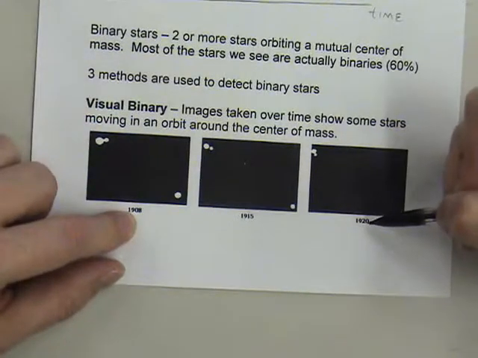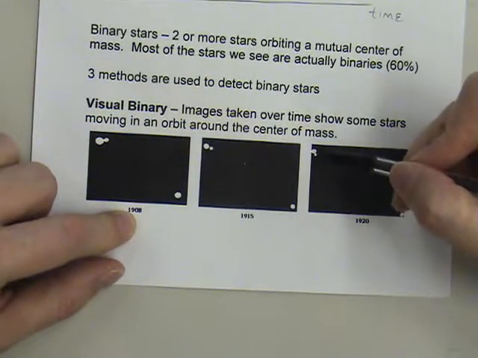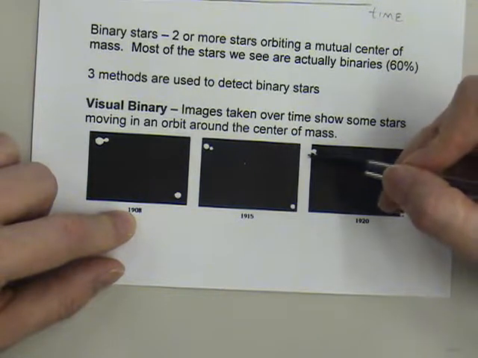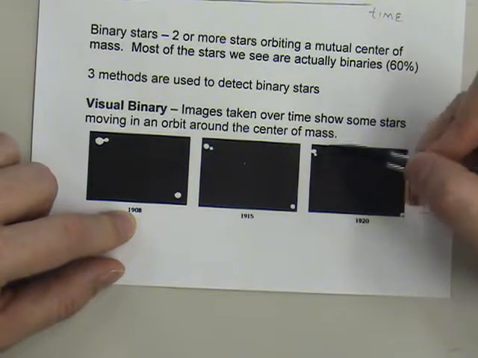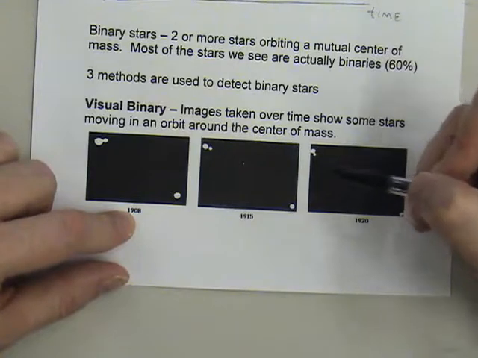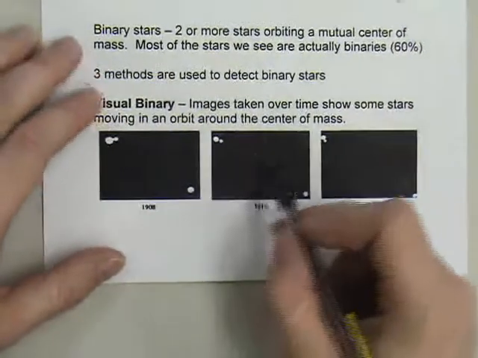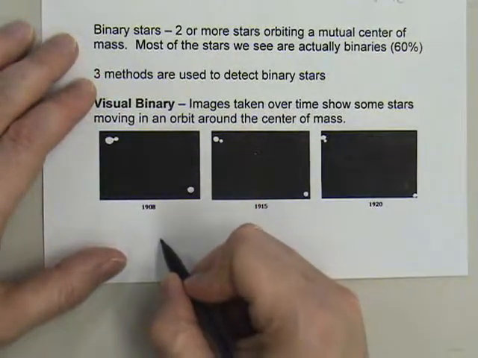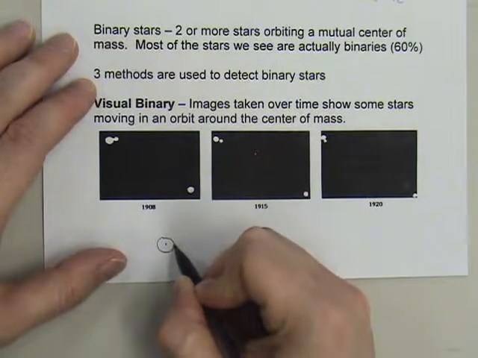So 1908 to 1920, it's about 12 years. Looks like he's made it about a quarter of the way around, so it's about a 50-year orbit, most likely, for these two stars orbiting around each other. Of course, they have the exact same orbital period. They are always on opposite sides of each other. So in this case, we have one big star and one small star.